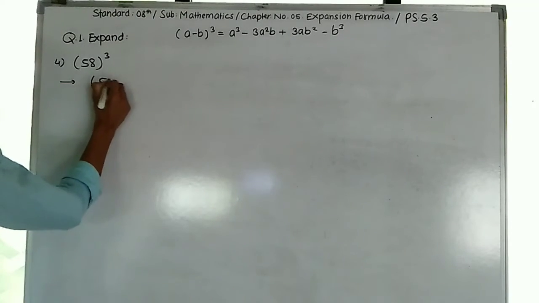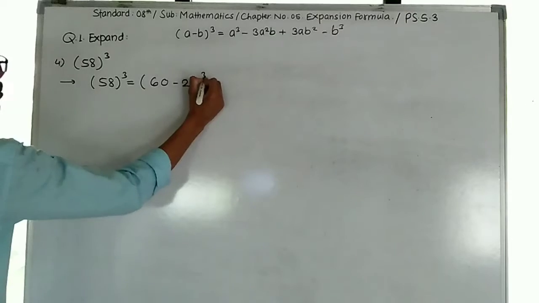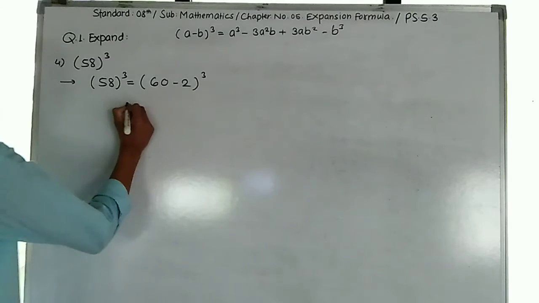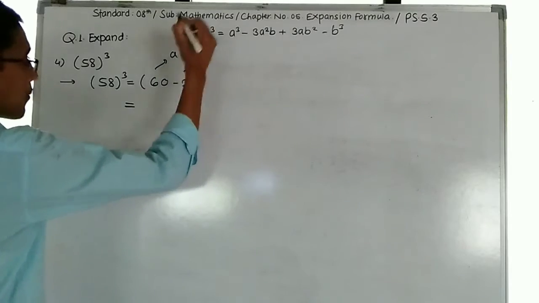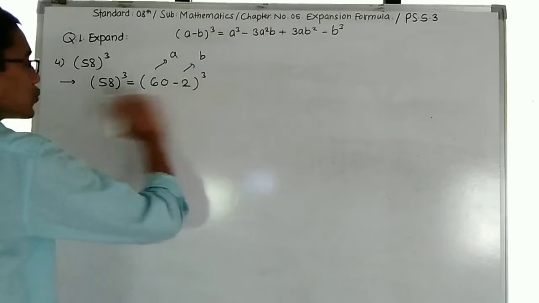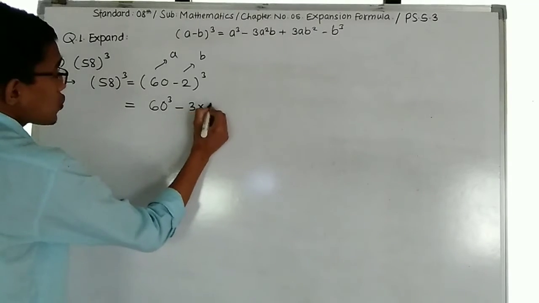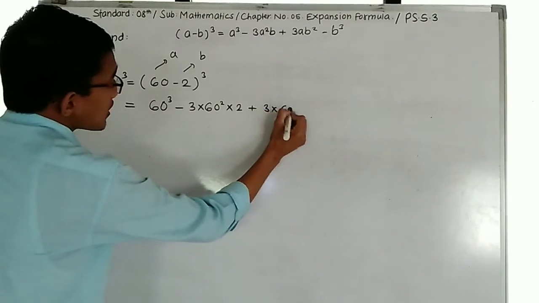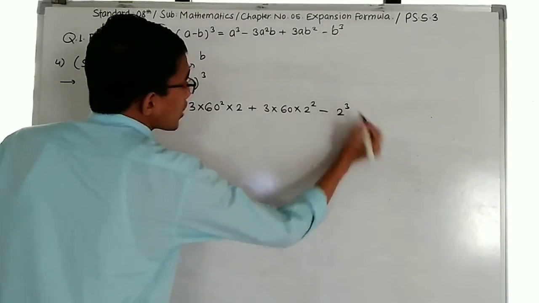Now I can write 58 raised to 3 equals (60 minus 2) raised to 3. 58 is nothing but 60 minus 2. So here 60 is going to be my a and 2 will be my b. So a is 60 and b is 2. So (a minus b) cube is a cube minus 3 a square b plus 3 a b square minus b cube, that is 60 cube minus 3 into 60 square into 2 plus 3 into 60 into 2 square minus 2 cube.